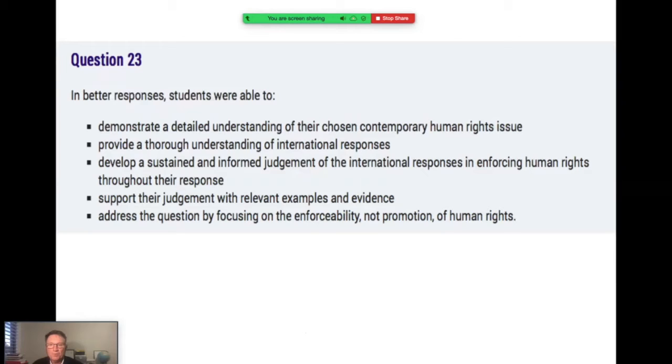Question 23, from the feedback from NESA, we can see that the better responses for students were able to demonstrate a detailed understanding of their chosen human rights issue. They were able to provide a thorough understanding of international responses, so we can quote international law, a sustained and informed judgment, which means we have a judgment and that judgment is consistently supported with evidence. Examples and evidence used, and in this case, criteria such as is the law enforced, are used to elicit an argument.